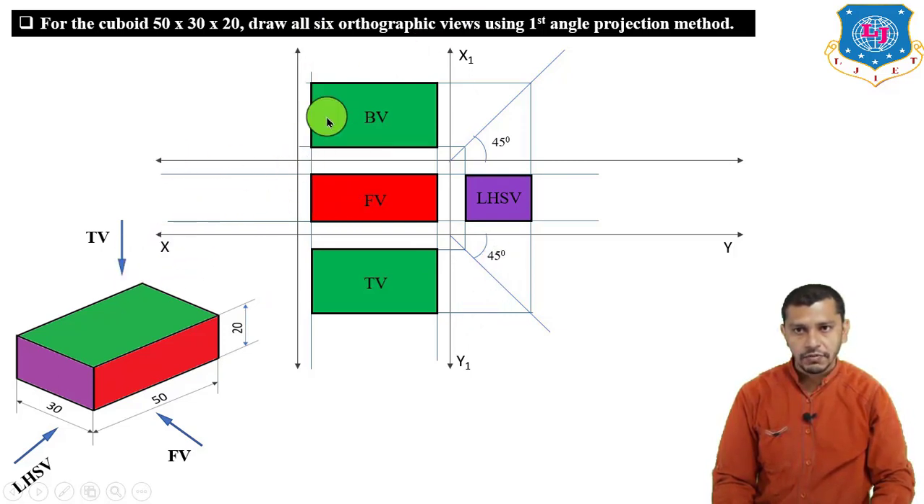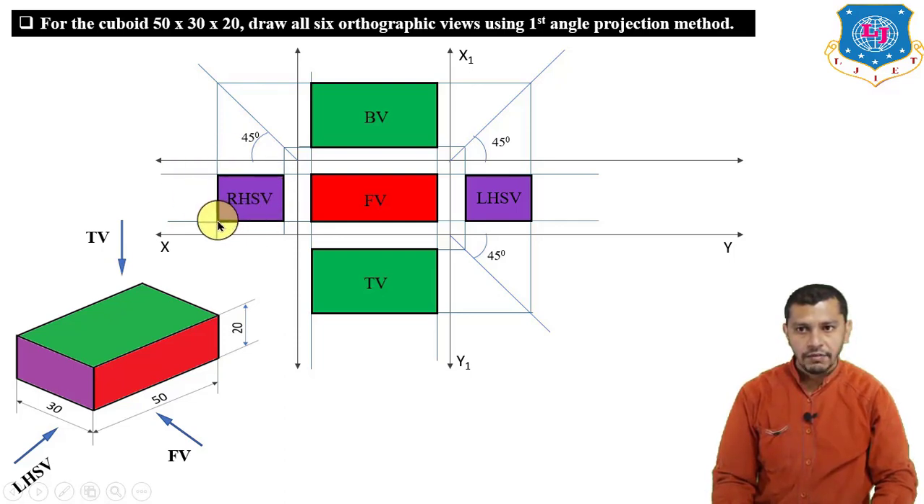Now we have to project the width. We will project the width from the bottom view over here. So this will be the width, which is 30 mm. Project this edge over here at the 45 degree line. Project this edge over here, both edges. Here we will get a box showing the right hand side view of the object. So the right hand side view will be a rectangle having width 30 and height 20 mm.